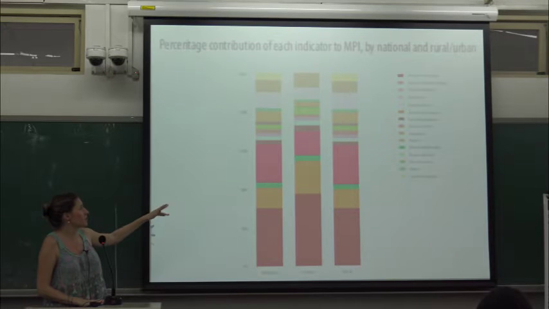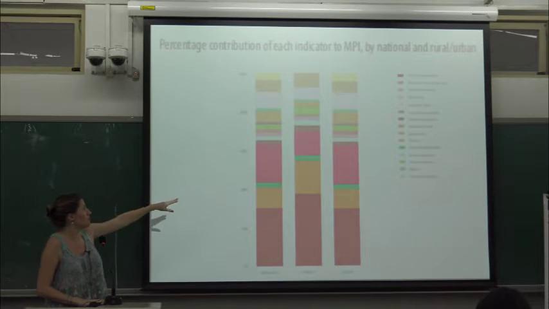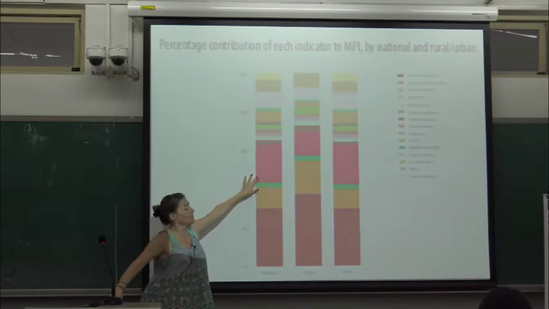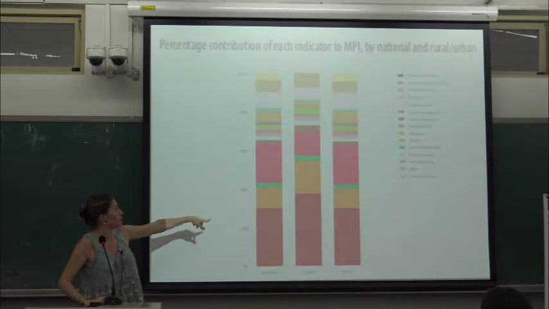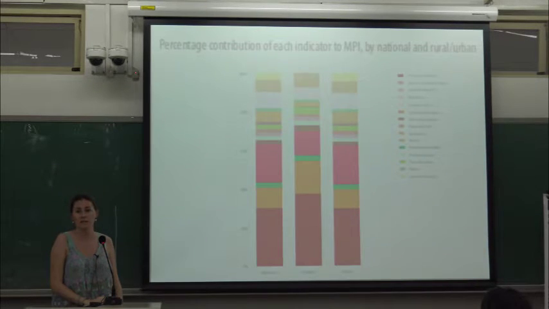The other indicators that are contributing quite a lot, as you can see, this pink color over there is access to health facilities, and then this orange color over there is child school attendance. Overall, education is contributing nearly 30% to the overall MPI at the national level. And then the other dimensions are contributing a bit more. So living standards contribute around 35% or something like that.